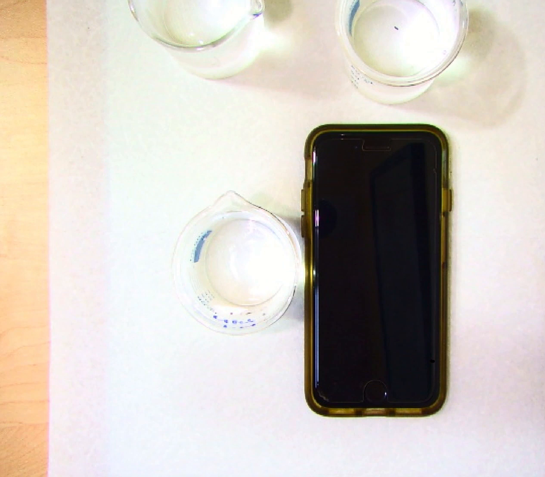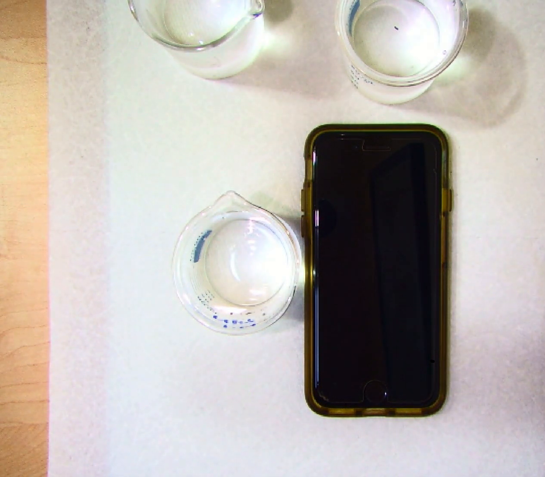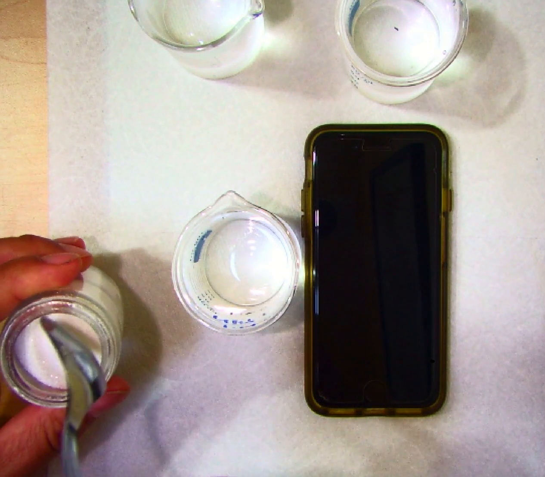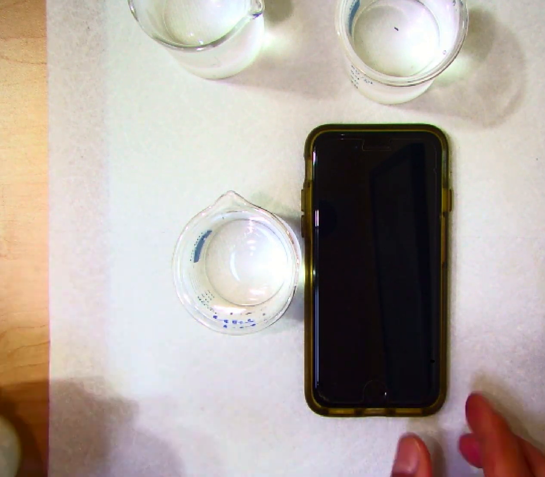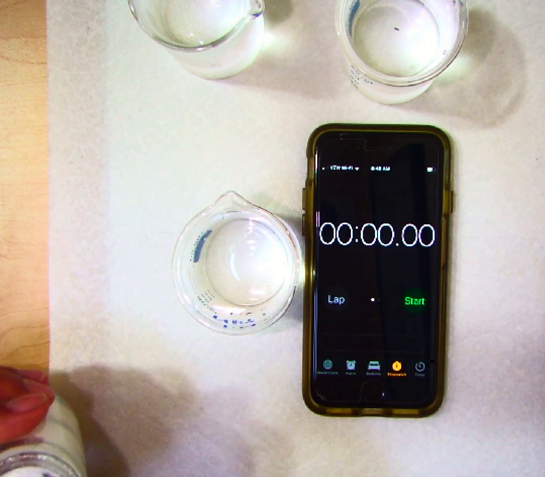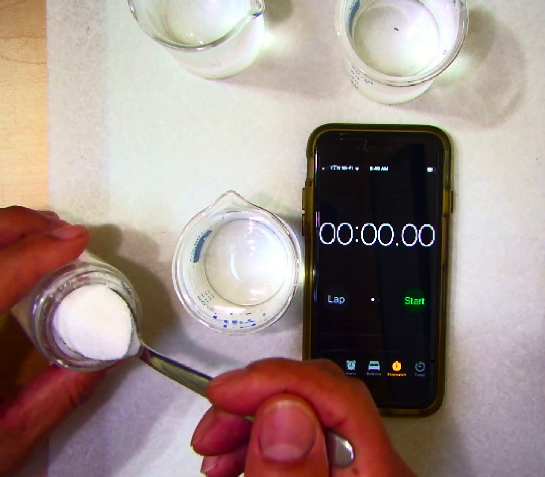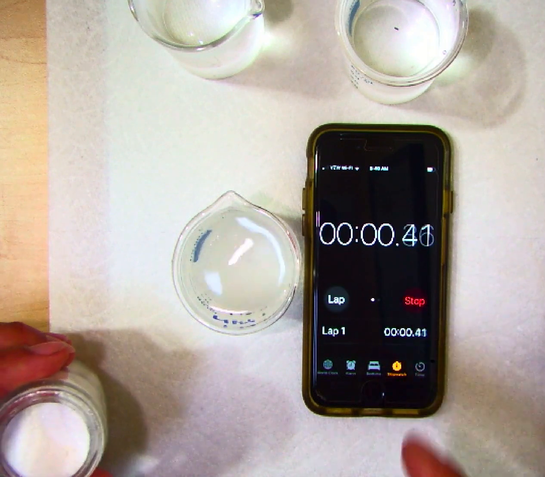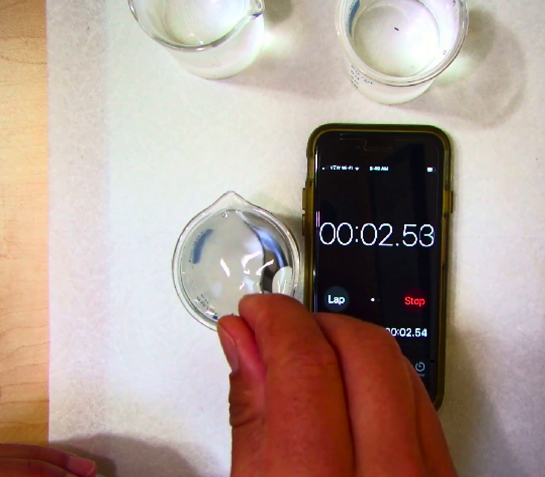Then it says in the lab that we need to put a level teaspoon of white crystals in there, so I'll do that now. And then we need to get our timer ready, so I have my phone here. We'll get this going. As soon as we pour the crystals in, we'll start, and we'll see how quickly this dissolves.